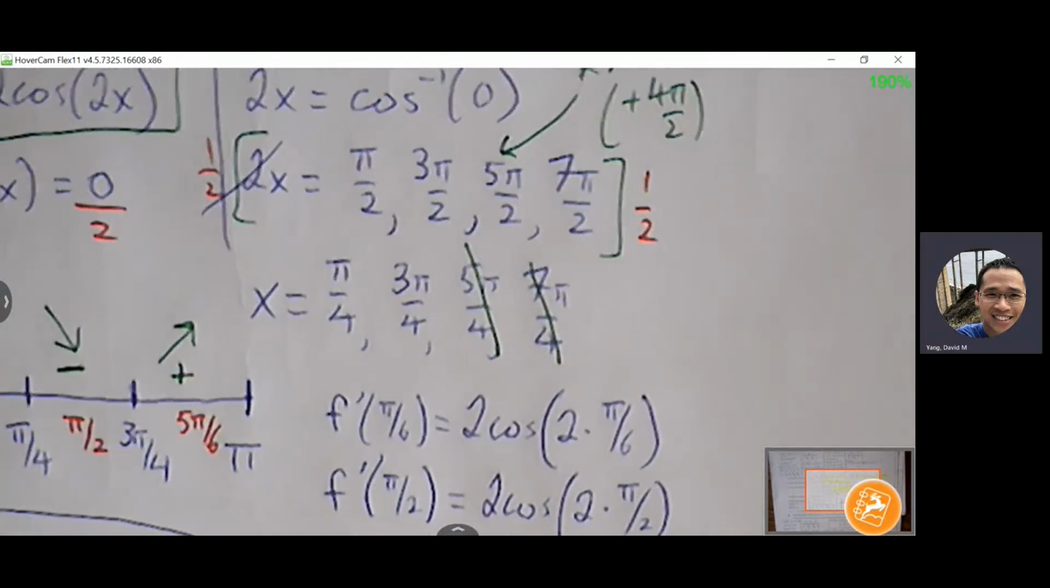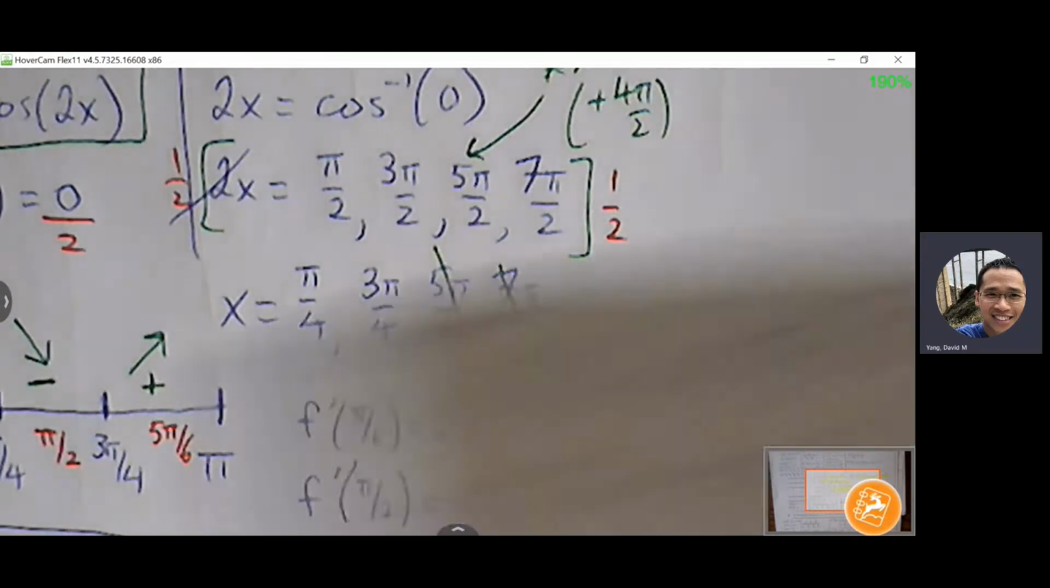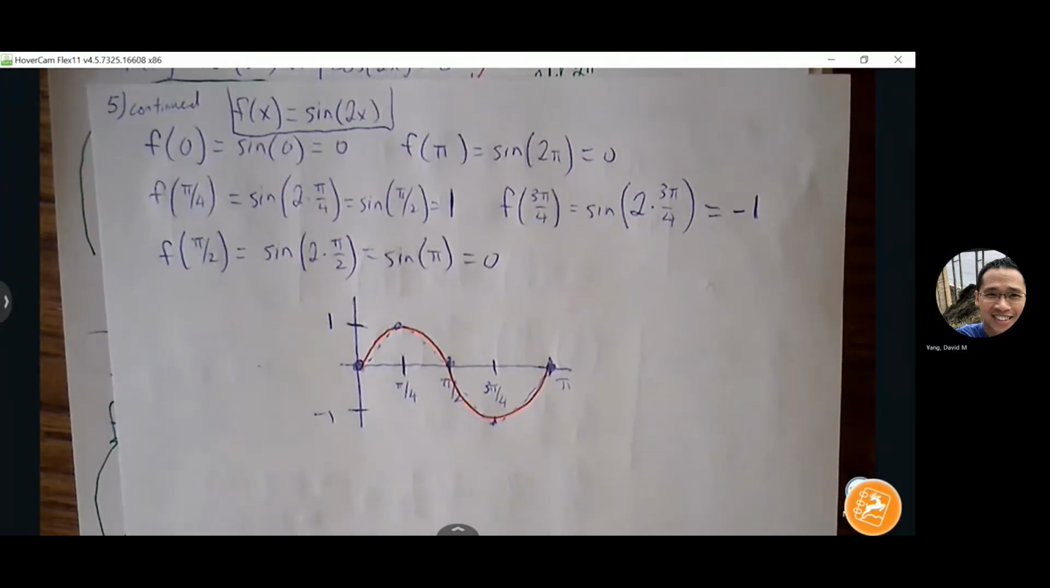Let's see, where did I get those points? Here we go. F of 0 is 0, f of pi is 0.